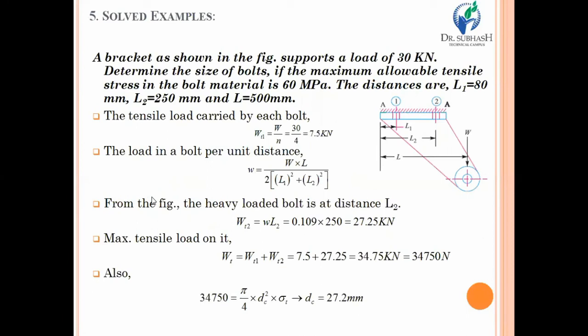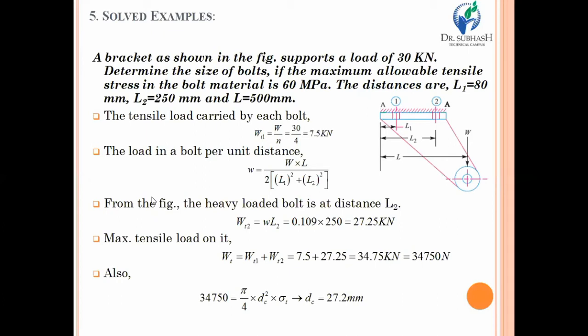Now, based on that eccentric load theory, we are going to solve an example. Look at the screen. You are given a bracket, and you have to find out the size of the bolt, that means the core diameter you need to calculate. You are given a few data. 30 kilonewton is the eccentric load acting in the downward direction at a distance L from the tilting edge. You are also given the maximum allowable tensile stress in the bolt material, that is 60 megapascal.